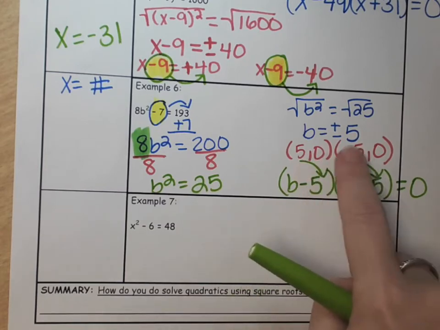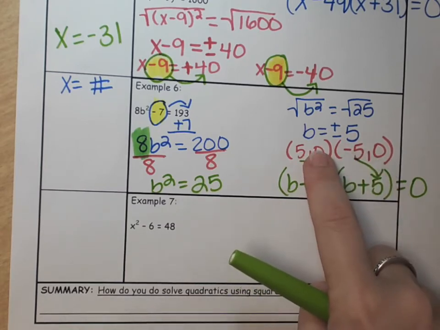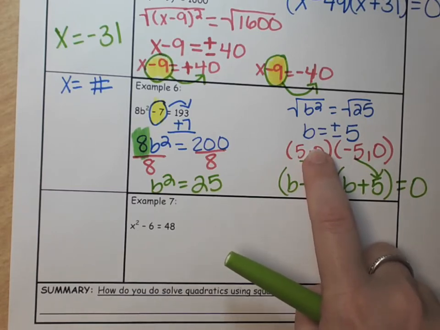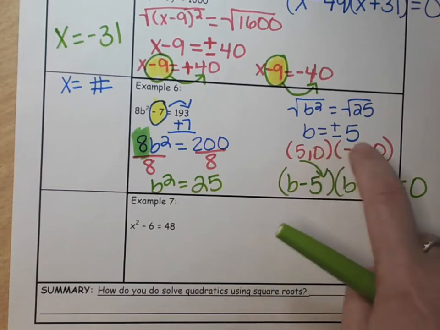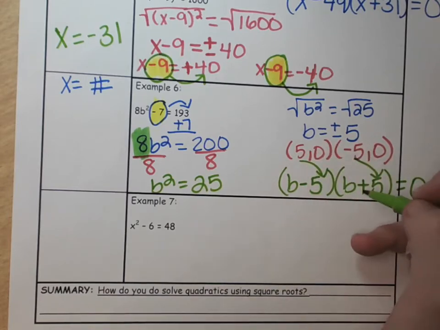Guys, remember the ordered pair is also my roots, my solutions, my x-intercepts, my zeros. All 4 of those words mean the same thing. It's where it touches the graph at x.